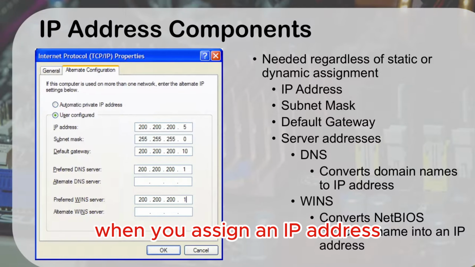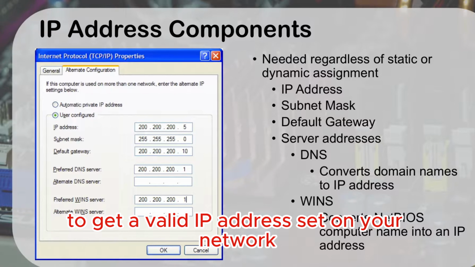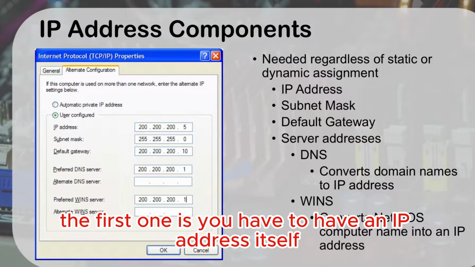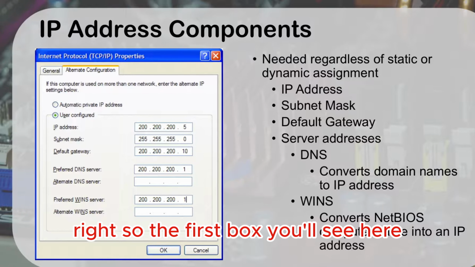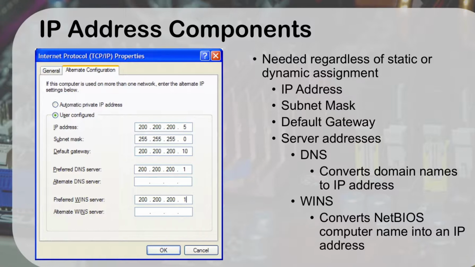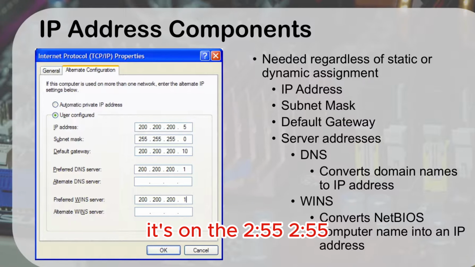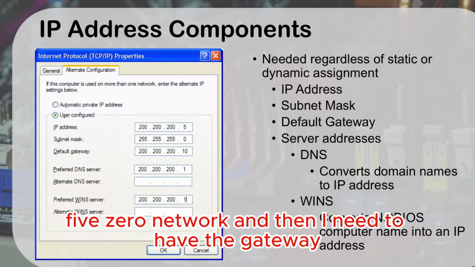When you assign an IP address, you have to assign 4 things at a minimum to get a valid IP address set on your network. The first one is you have to have an IP address itself, right? So the first box you'll see here, we have the IP address 200.200.200.5. You'll see we had to put in a subnet mask to define what network it's on. It's on the 255.255.255.0 network. And then I need to have the gateway.